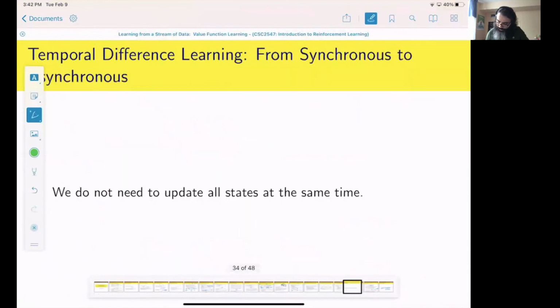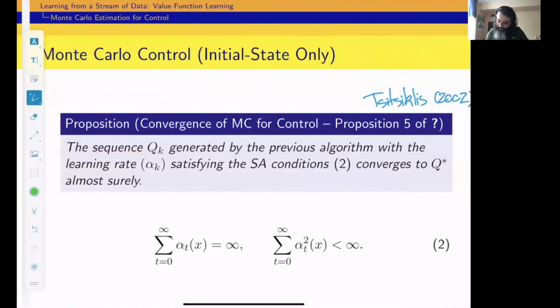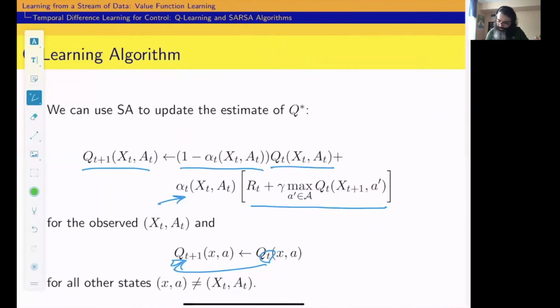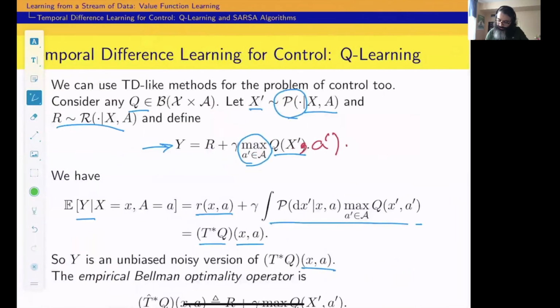Okay, so that's not a very efficient way of... Okay, Q learning. No, I went before Q learning.